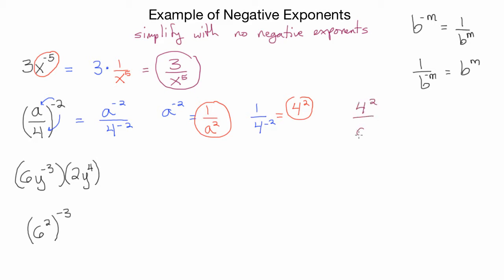divided by a squared. This 4 with the negative 2 on the bottom went up to the top and turned into positive. But the a to the negative 2 on top turned into division on the bottom. That's where we have the a squared on the bottom. And I can simplify that one more step and get 16 over a squared.